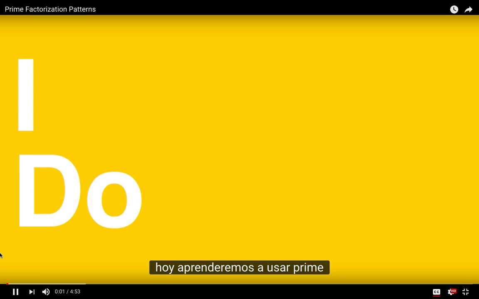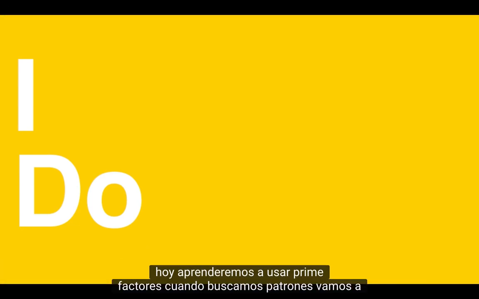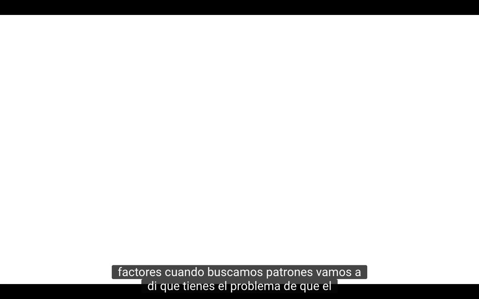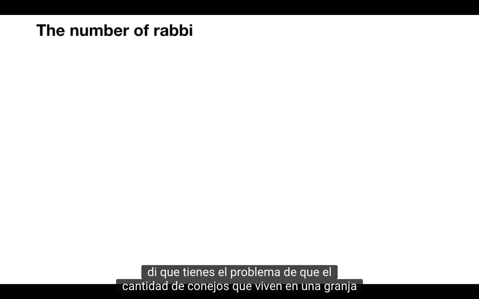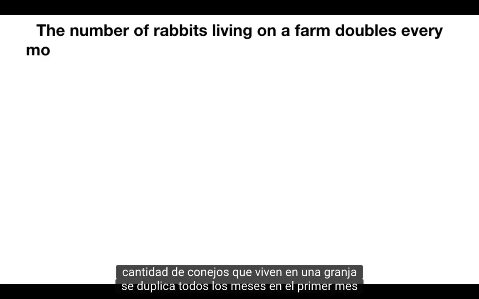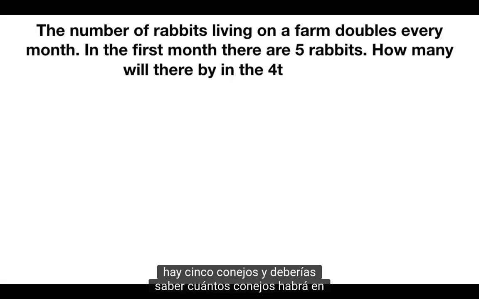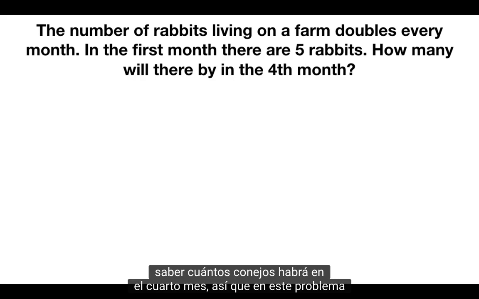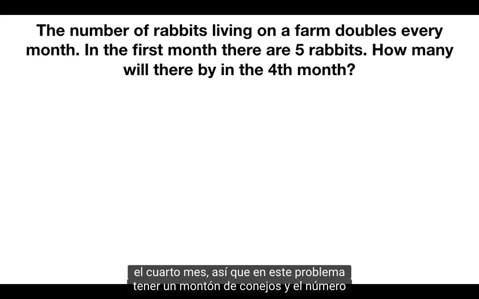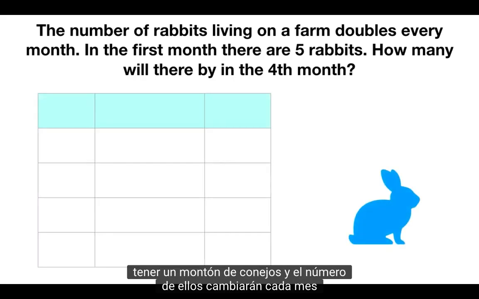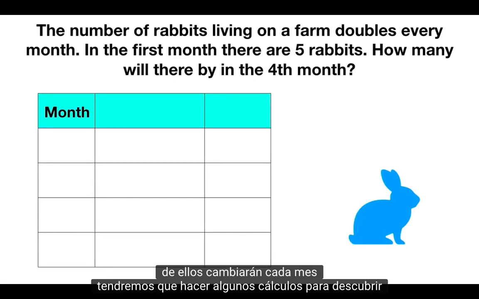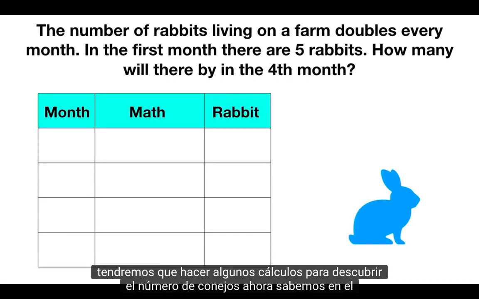Today we'll be learning how to use prime factors when we look for patterns. Let's say you're given the problem that the number of rabbits living on a farm doubles every month. In the first month, there are 5 rabbits, and you want to know how many rabbits there will be in the 4th month. So in this problem, we have a bunch of rabbits, and the number of them will be changing. Each month, we'll have to do some math to figure out the number of rabbits.